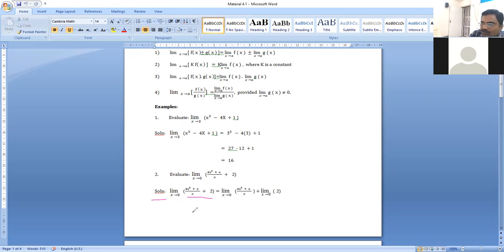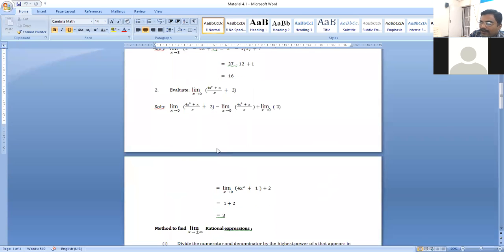So now take this one. The solution is limit x tends to 0 of this plus 2. You have to apply limits to both. So limit x tends to 0 of the first one, which is f of x, plus limit x tends to 0 of 2. When you apply it, the numerator is 4x cube plus x, by x. You take x common in the numerator: x into 4x square plus 1, by x. So this x will cancel, and we get 4x square plus 1. Limit x tends to 0 of 4x square plus 1.